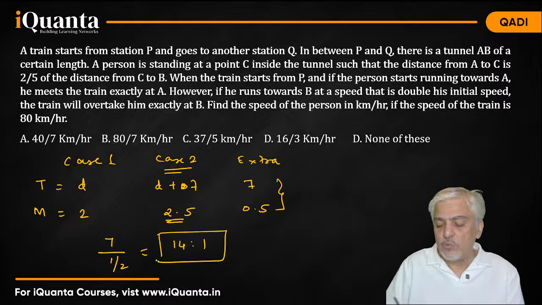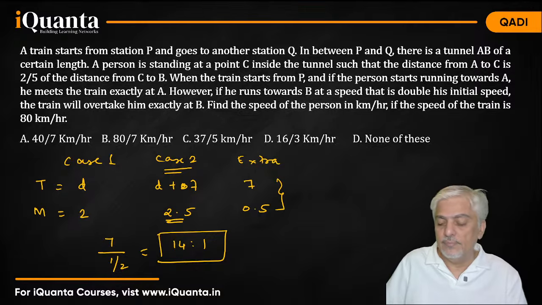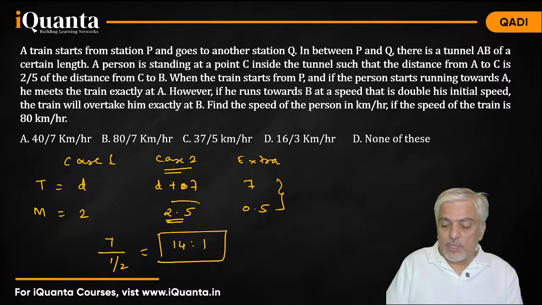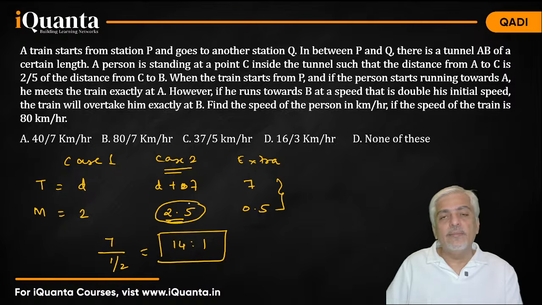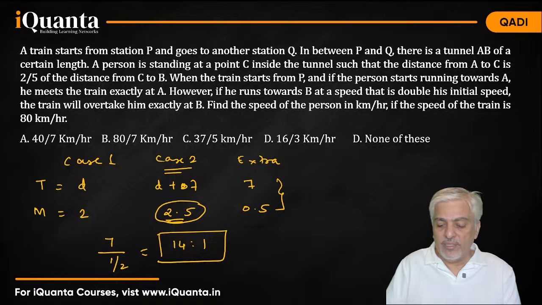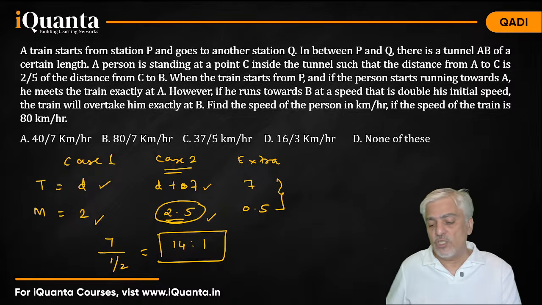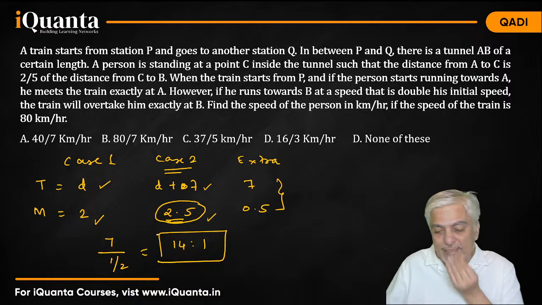This is the fastest way of doing this question. Pay attention carefully. And understand how I got this 2.5. Because he is doubling his speed, he is able to cover 5. So, on regular speed, he would be able to cover 2.5. When train covers D, man covers 2. When train covers D plus 7, man covers 2.5. Ratio is 7:0.5. This is by that extra distance. You don't have to make any equations or anything. You can directly get 14:1.